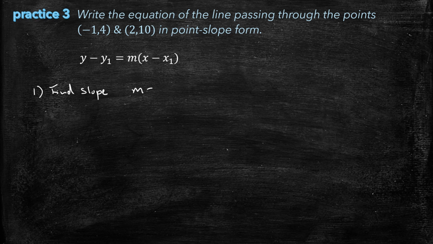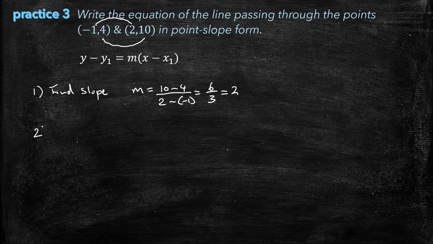So m equals change in y over change in x. So 10 minus 4, that's the difference in the y coordinates, right? So I can do 10 minus 4. And then I have to keep the order the same and do that divided by 2 minus -1. I get 6 over 3, which is 2.